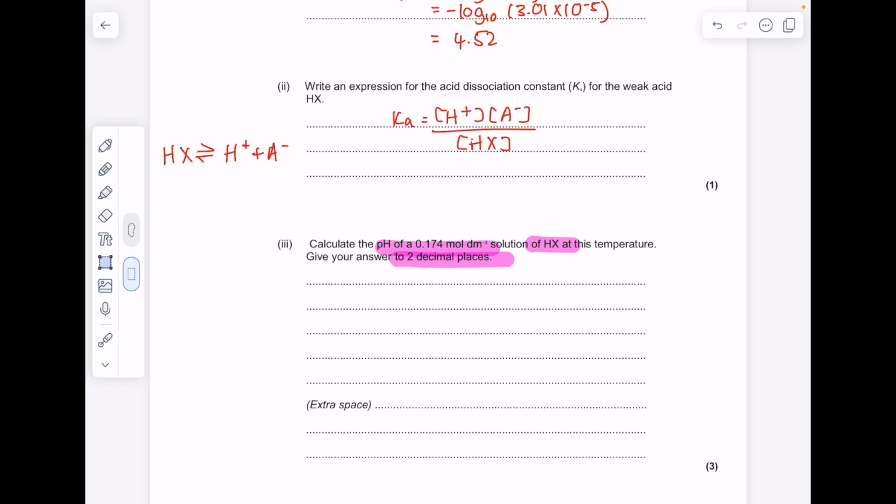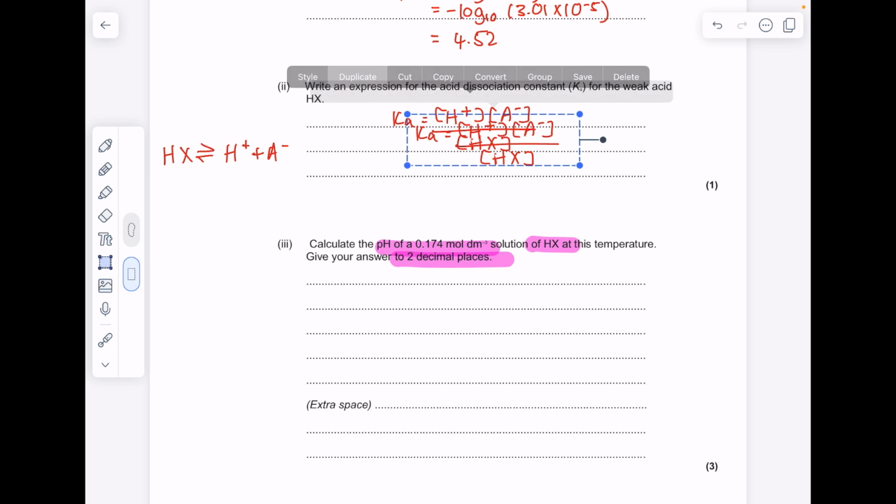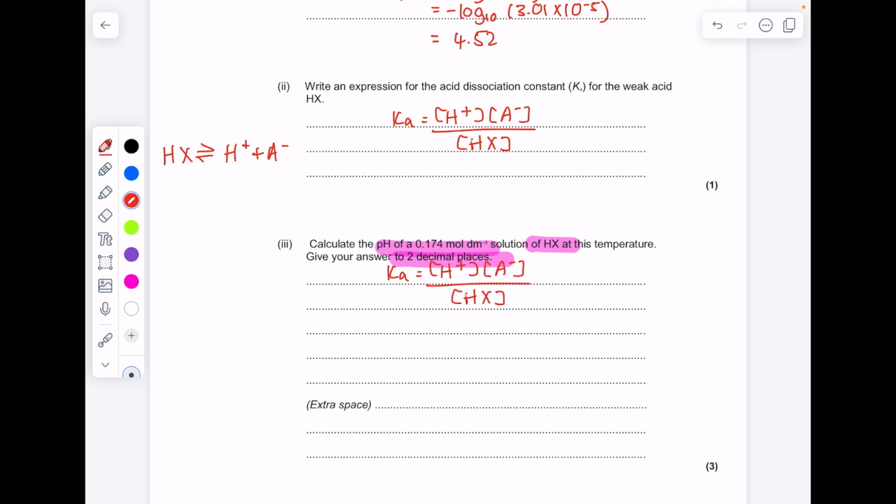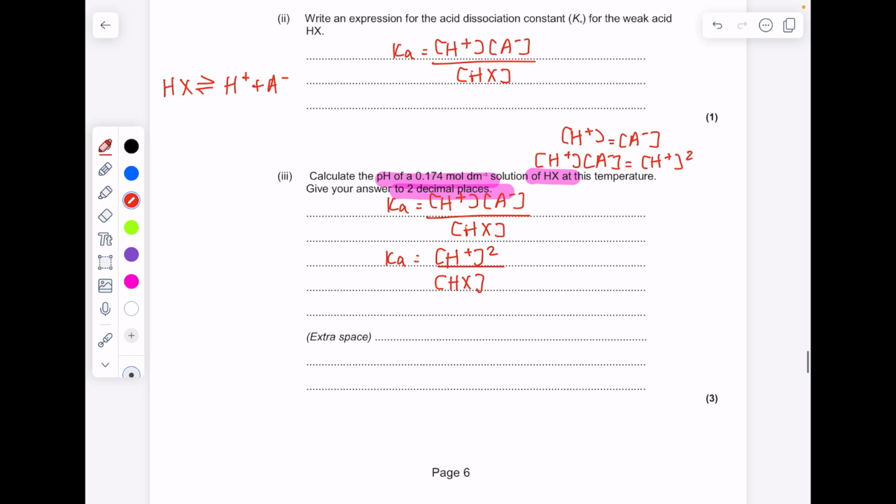So start by getting your acid dissociation constant copied down. Now, one thing you must remember here is that when you calculate the pH of a weak acid, you can assume that the concentration of H+ ions equals the concentration of A- ions. So these are in effect the same. If you write this statement here, it's fair to say it's the same as the concentration of H+ squared. So that's what we're going to do here, because it makes everything so much easier for us. Remember, this doesn't apply with a buffer. It's only when you're finding the pH of a weak acid by itself.